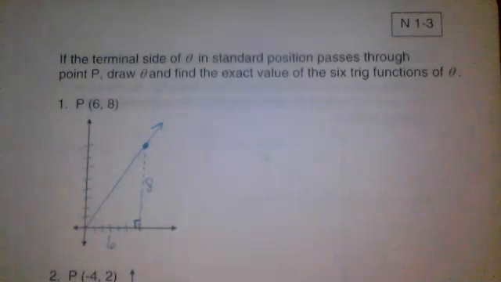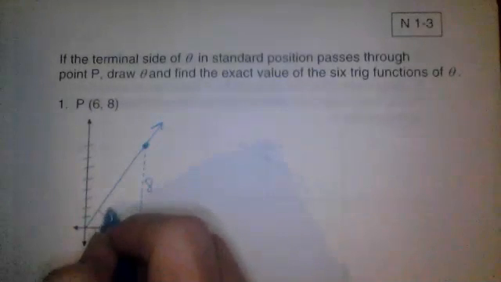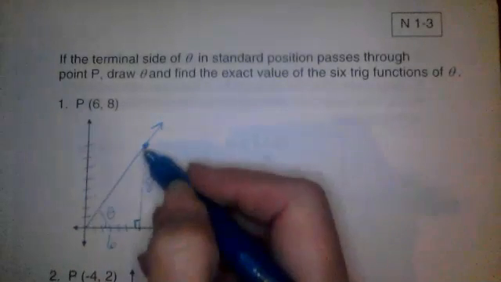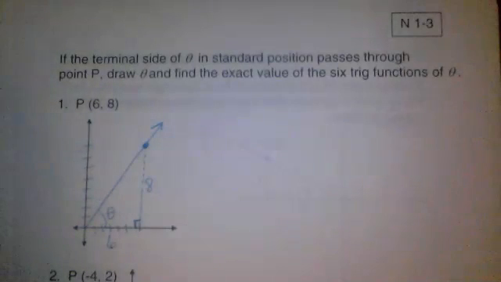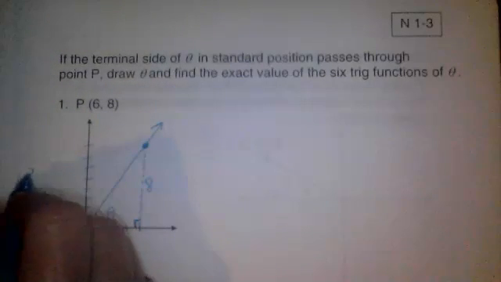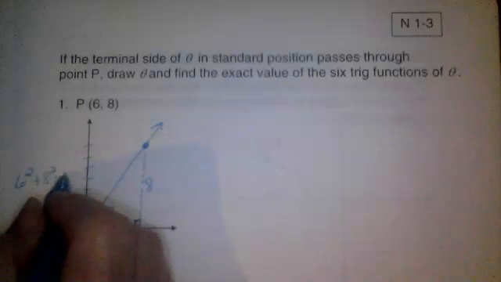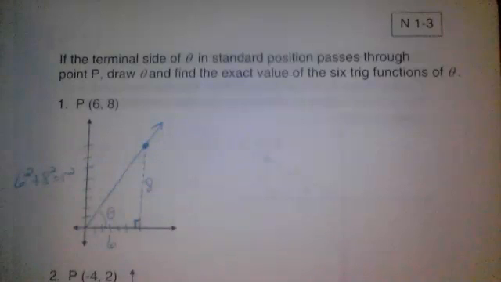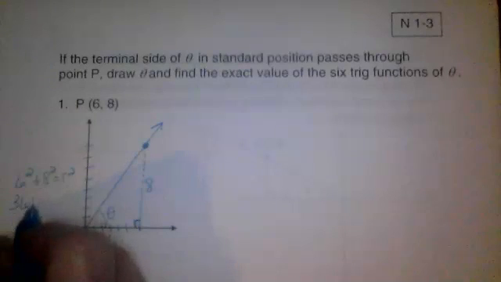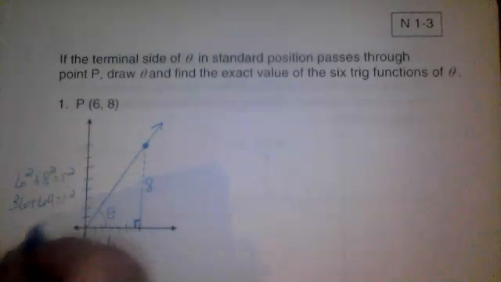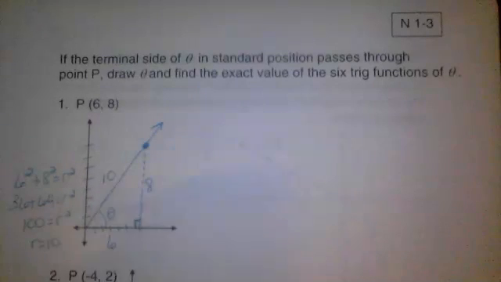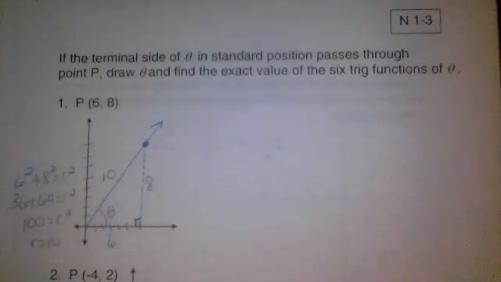And in order to do my trig function values, I'm going to need to find this r value. We've created our angle, but we don't know the length of our radius vector. So we're just going to use the Pythagorean theorem. 6 squared plus 8 squared has to equal r squared. So 36 plus 64 is r squared. That's 100 is r squared. So r would be 10. And remember, r is always positive.